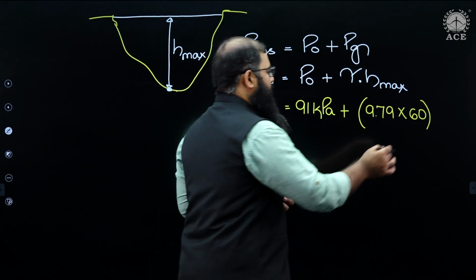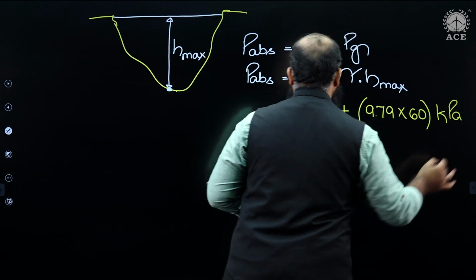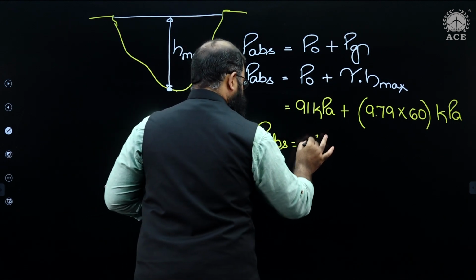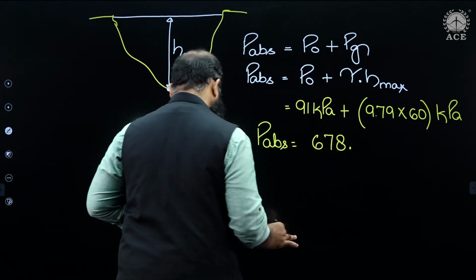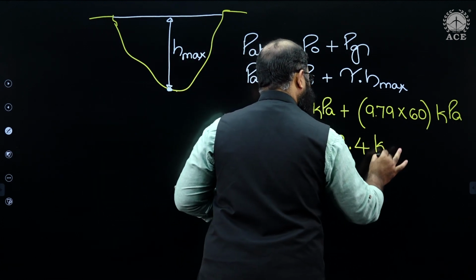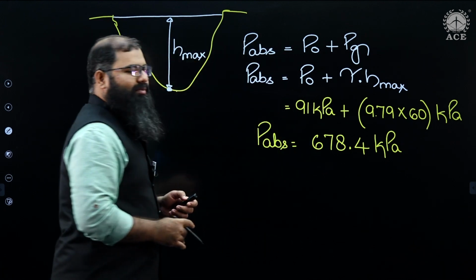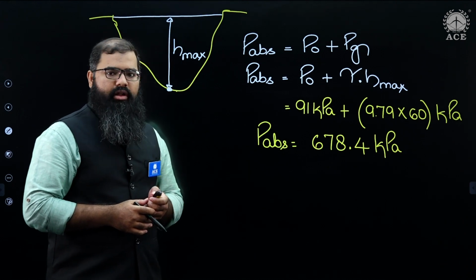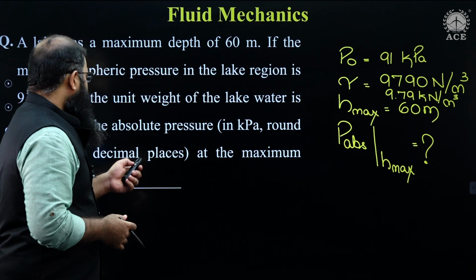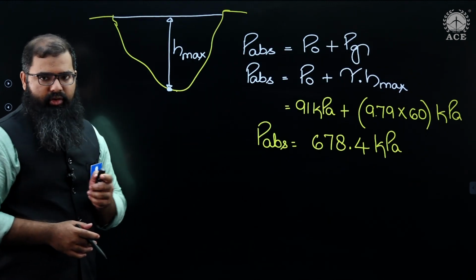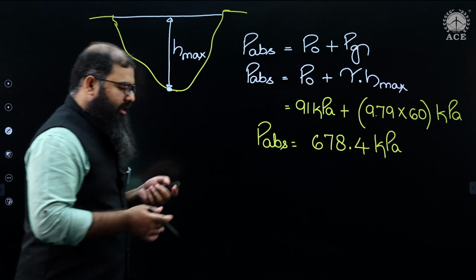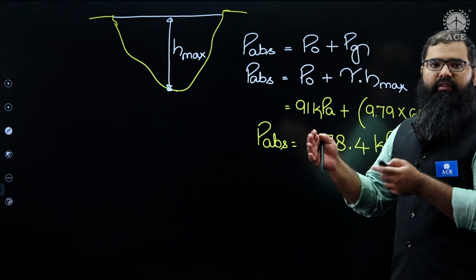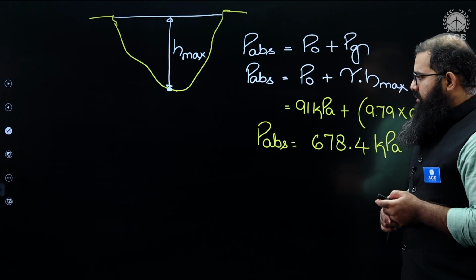Use your calculator, you are going to get the answer. The answer for this P absolute value happens to be equal to 678.4 kilopascal. This is the answer you are supposed to push in your answer book. 678.4 kilopascal. He was asking the answer in kilopascal, and we have got the answer in kilopascal. Very simple question, again a direct formula based question, no trick, nothing involved. Okay, this was a straight giveaway kind of question. Moving further to the next question.